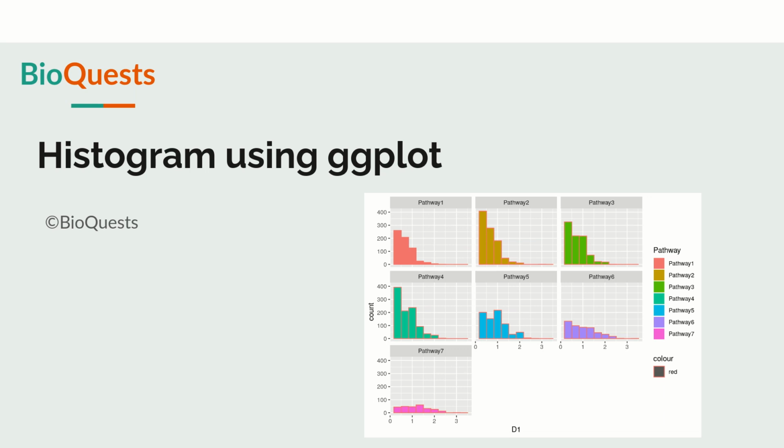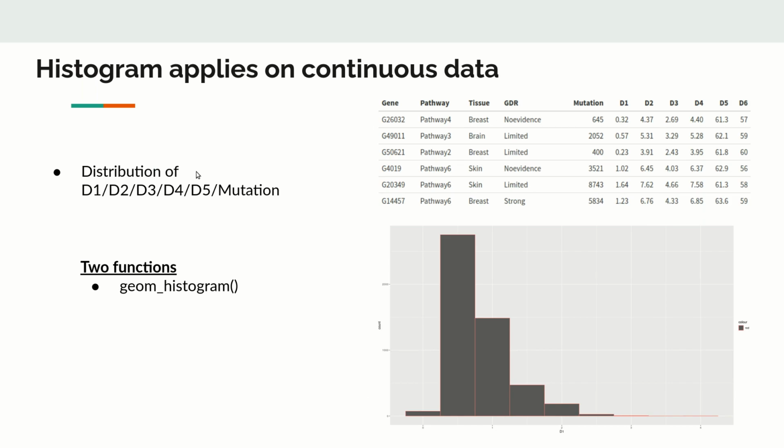Hello friends, in this video we will explore the histogram. A histogram applies to continuous data. Basically, it divides the data into different bins, and within each bin it counts how many observations there are.